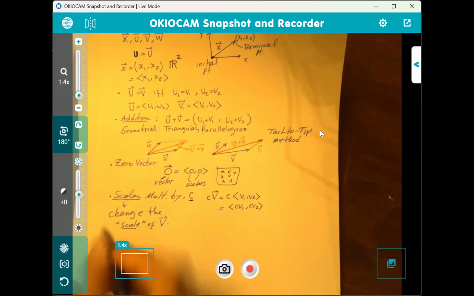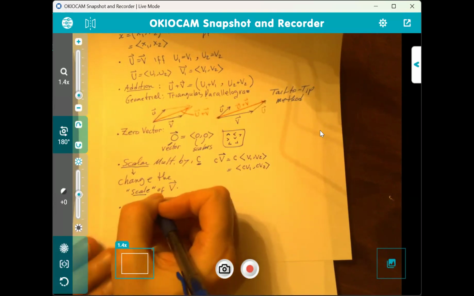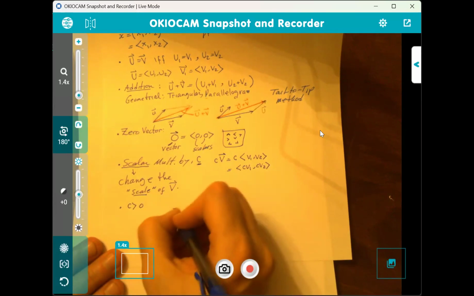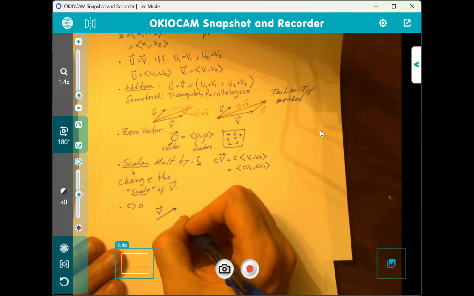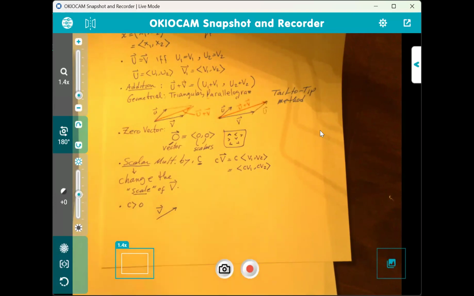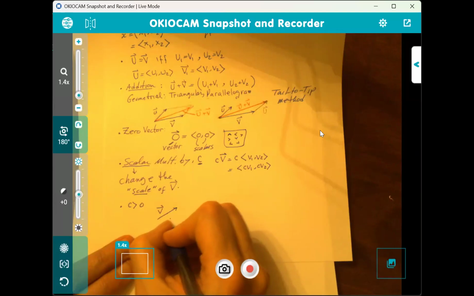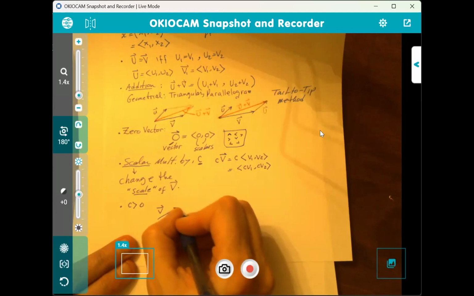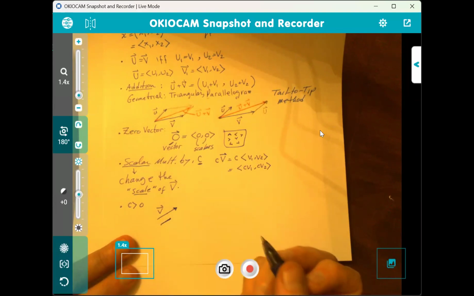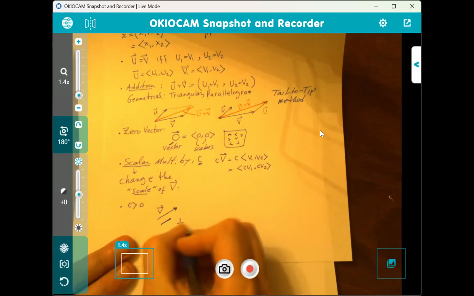Now, if C is positive, what do you think the direction of, for instance, suppose I have this vector V here, and I want to do half V, 1/2 V. What do you think the direction of vector half V will be? I know the magnitude will be half as long, so let me draw that. That's the halfway mark. Now, will the arrow point in the same direction or opposite direction? For half. Same. Same, thank you.